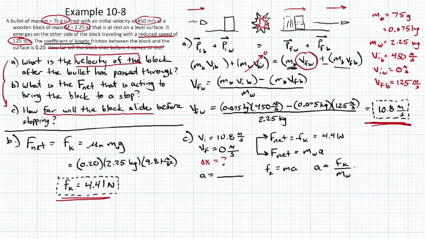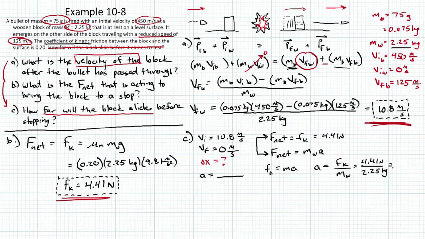mass of the wood block. So that would be 4.41 newtons divided by what's the mass of our block. That's up here. It's 2.25 kilograms, right? 2.25 kilograms.